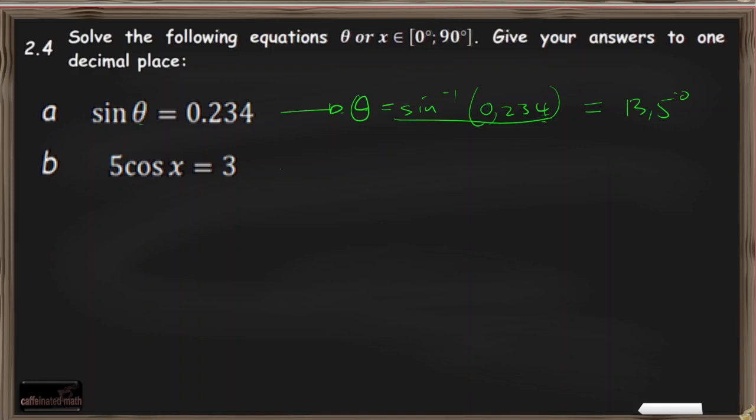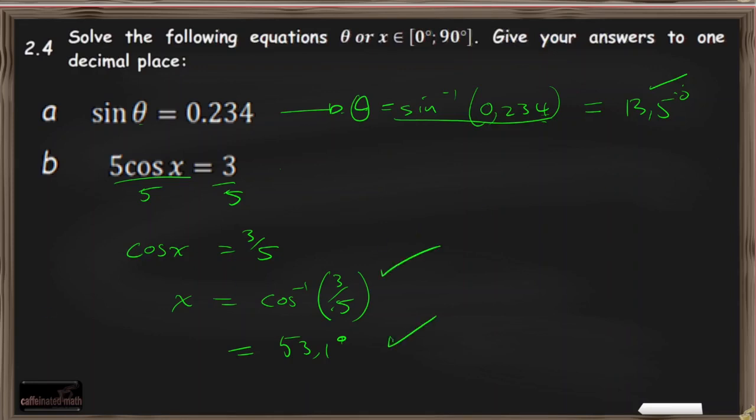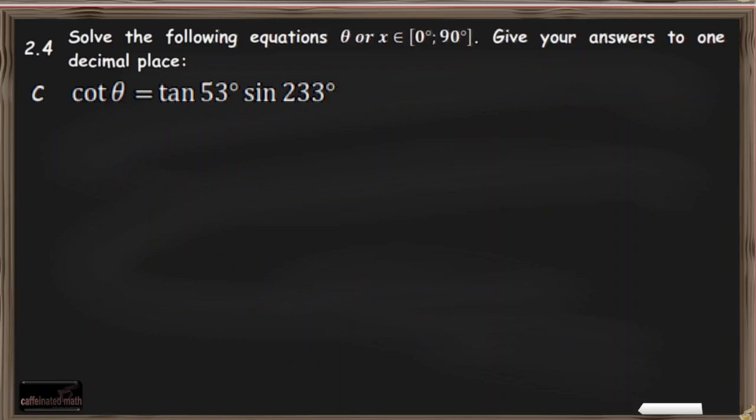How about B? Well, there's a reason you only get 1 mark over here. For B, we are going to divide both sides by 5. Therefore, we have cosine of x being equal to 3 over 5. And from there, again, we have the inverse of cosine applied to the ratio 3 over 5, which gives us an angle of 53,1 degrees when we round off to 1 decimal place. Mark allocation. I think that's pretty self-explanatory.